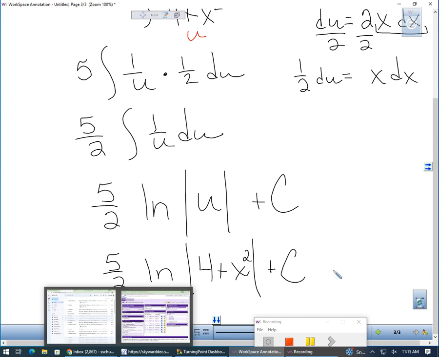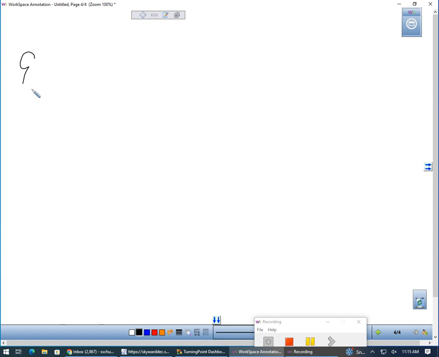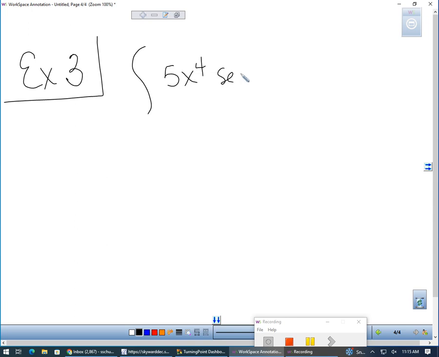All right, so let's try another one. And then I'm going to break it down so you see exactly where everything's going to go. Hold on, I just have to get to another good example for you guys. All right, so let's do this one. Example number 3. Let's say I have the integral of 5x to the 4th secant squared x to the 5th dx.